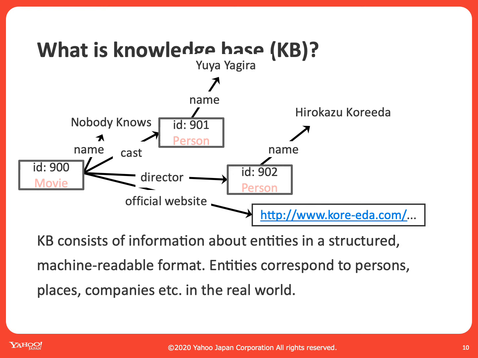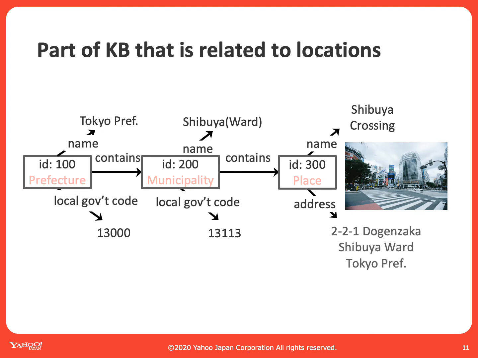Entities correspond to persons, places, companies, etc. in the real world. In this talk, we use part of the KB that is related to locations. For example, the leftmost node represents Tokyo Prefecture, and it contains Shibuya, and Shibuya contains the famous Shibuya Crossing.